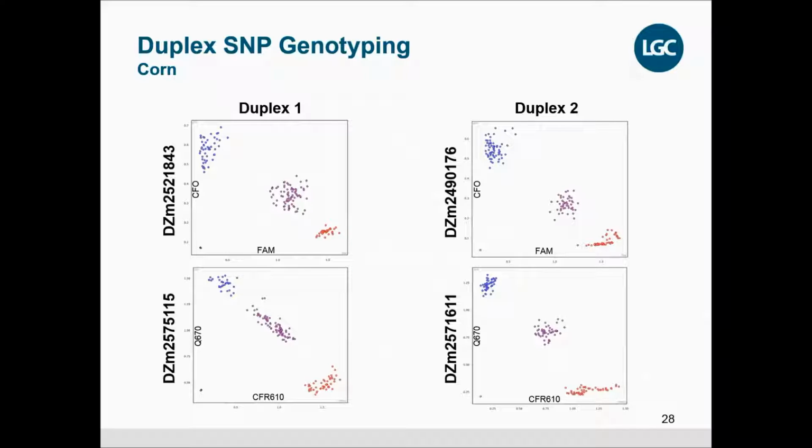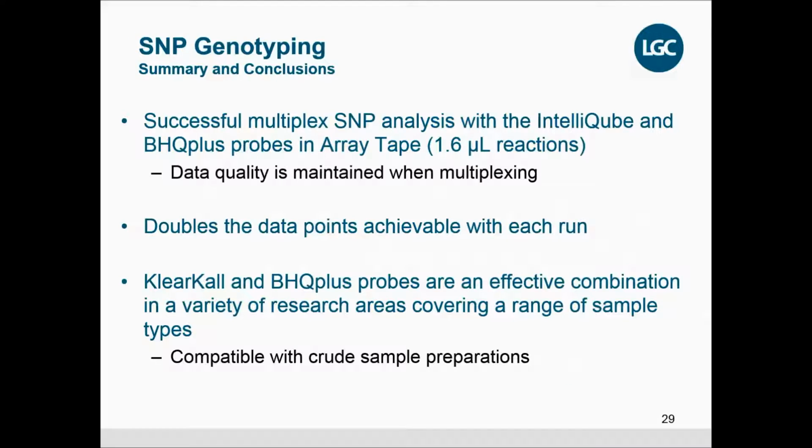I'm going to flip to the next slide, where we show these again in duplex, 843 and 115 duplex together, 176 and 611 duplex together, using all of the same dyes we used before. So our SNP1, CFO and FAM, and SNP2 within a duplex, our Quasar 670 and Cal Red 610. And we were able to maintain our genotype calls between singleplex and duplex, and also very good cluster separation and signal to noise.